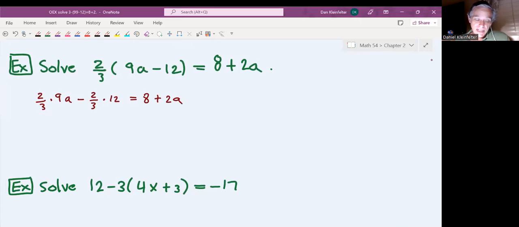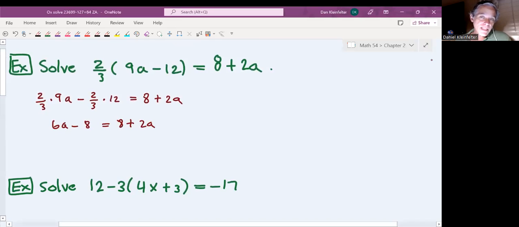2/3 times 9 is going to be 6, so we'll have 6a. And then 2/3 of 12 is going to be 8. So we'll have 6a minus 8, and that equals 8 plus 2a. All right, so in this one, in contrast to the other examples that we've done, we now have variables on both sides and constants on both sides.